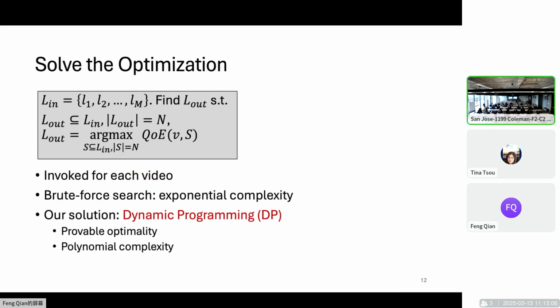Now how do we solve this optimization? Remember that this optimization is invoked for each video. For each video, we call this algorithm to determine the best combination. Obviously we could do brute force by searching all possible combinations, but this is too expensive. It incurs exponential complexity. So we use a technique called dynamic programming. You only need to know that this is a smarter way to search for the optimum. It has provable optimality, and it's much, much faster than brute force search because it has so-called polynomial complexity.